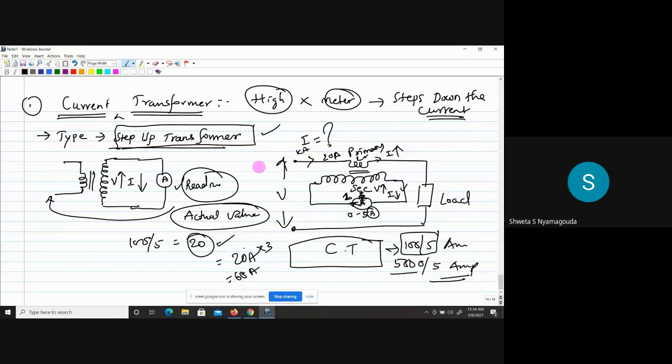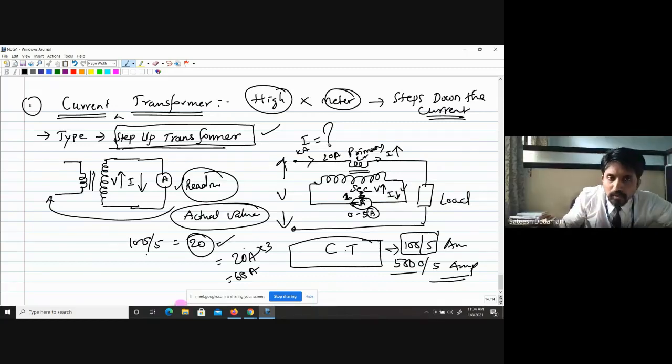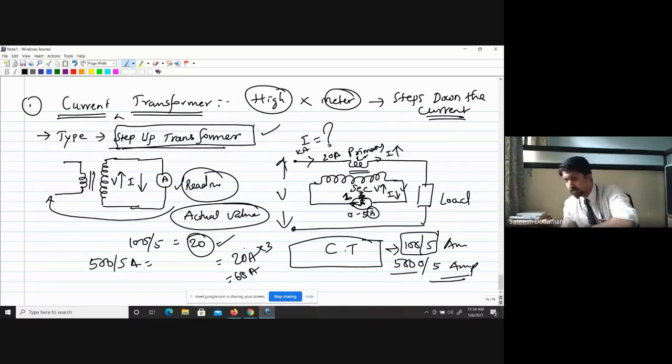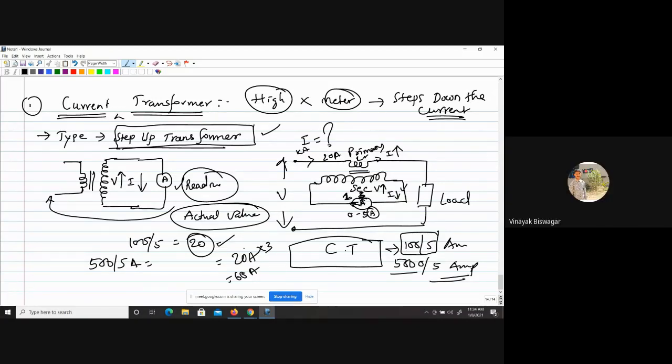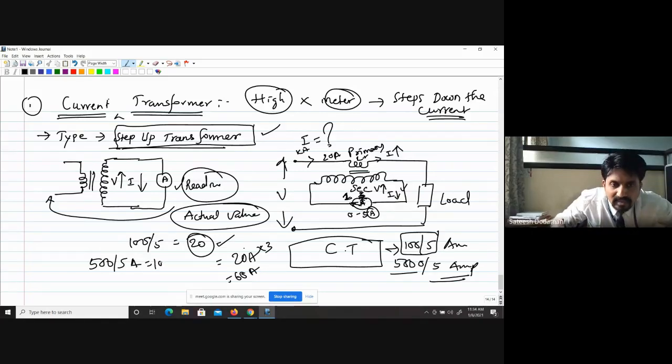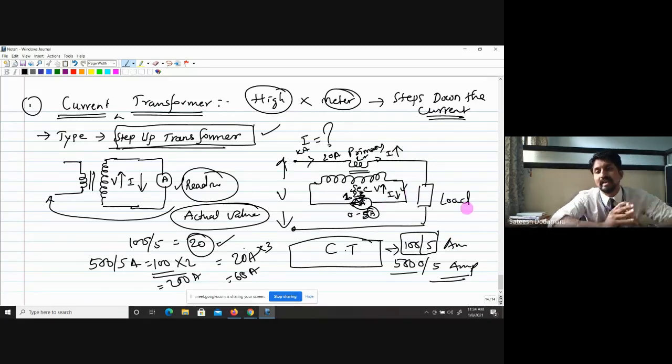Yes, sir. In this proportion only, the manufacturer will produce the current transformer. If it is 500/5 ampere, they will give it in this way. In that case, 500 divided by 5, what is the ratio? It is 100. The ammeter we use here is again 5 ampere only. If it is reading 2 ampere, that means 2 into 100, so 200 ampere is flowing in the circuit. That is the meaning.